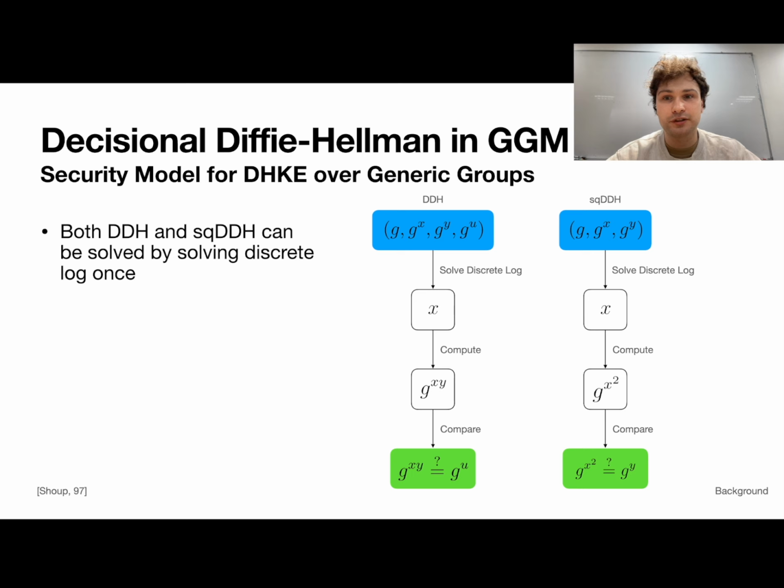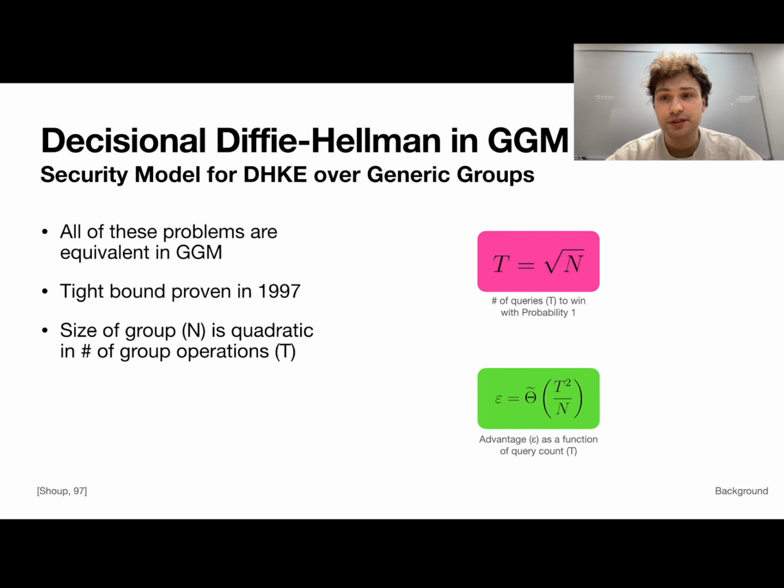Similarly for square DDH. While we can see that solving the discrete log is enough, there's still a question to be asked: is there a more efficient algorithm which doesn't need to solve the discrete log? If I can solve the discrete log in, for instance, t queries, is there an algorithm for DDH which is able to distinguish in fewer than t queries? And in fact, the answer to this question is no.